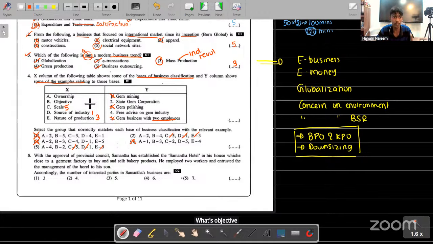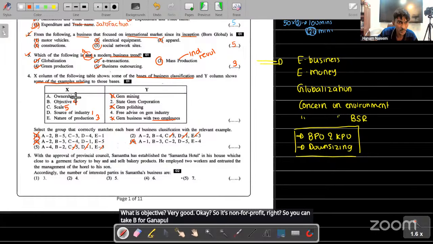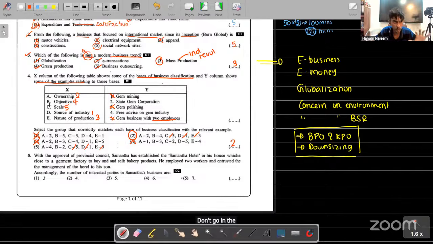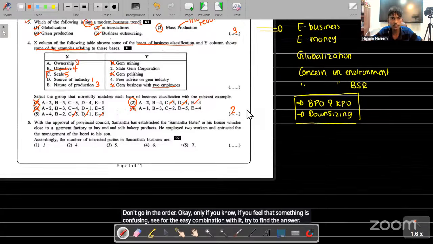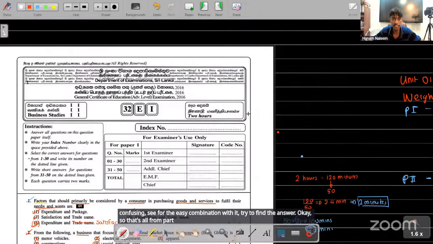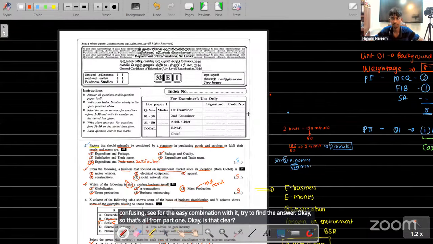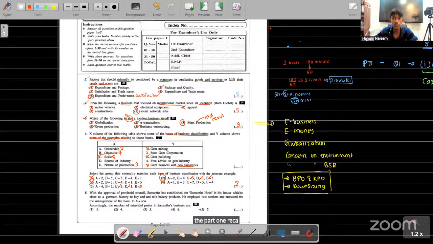Very good. So it's not for profit, right? So you can take B as 4. Then A should be 2. So it should be 2, 4. So the second one is the answer. So be careful. Don't go in the order. If you feel that something is confusing, look for the easy combination. With that, try to find the answer. So that's all from part 1. Is that clear? The part 1 recap of the 2016 paper.